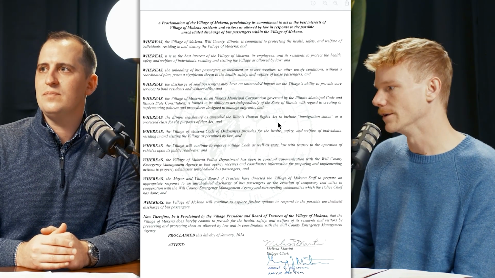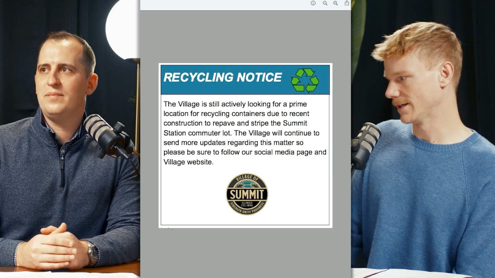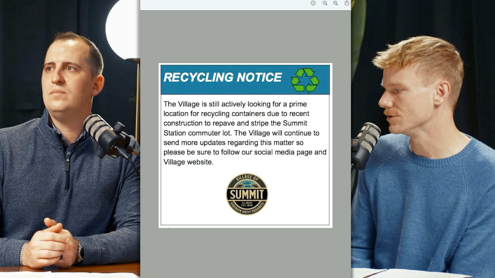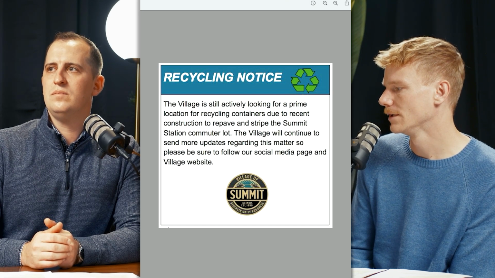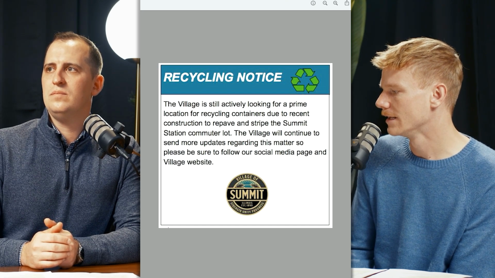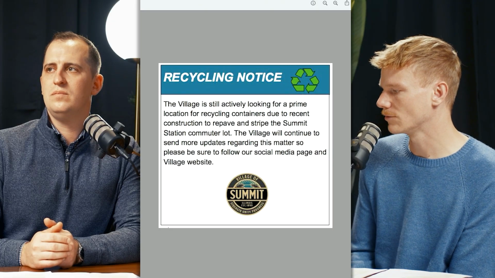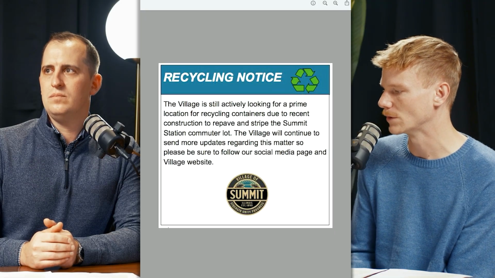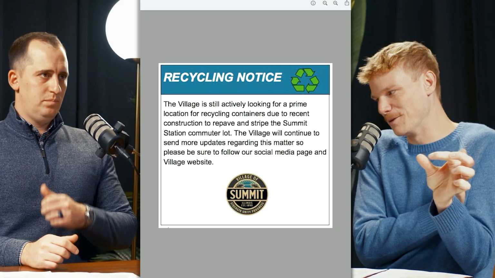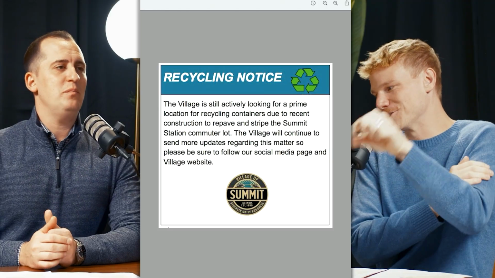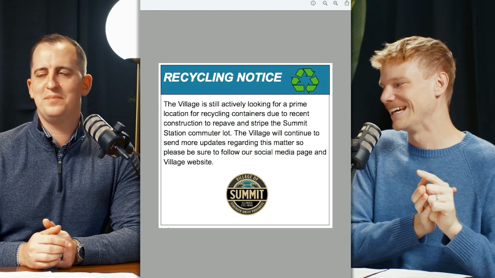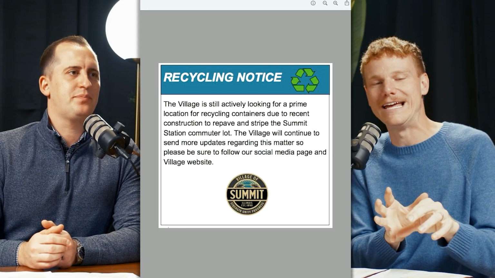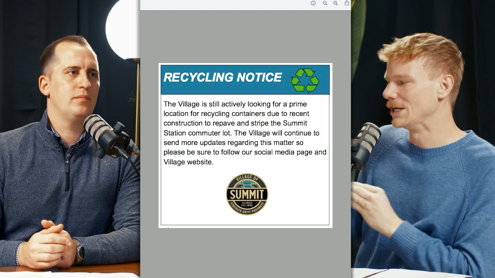Okay. All right. Here's the next one. And I'll talk about this. This is a recycling notice. And it says the village is still actively looking for a prime location for recycling containers due to recent construction to repave and stripe a specific lot. And the village will continue to send more updates regarding this matter. So please be sure to follow our social media page and village website. So a couple things here. The end of this, telling people to follow their social media, and this is what they put on social media. It's clearly self-serving in a certain way based on just the language that's being used. But then clearly this post also would not stop the scroll.